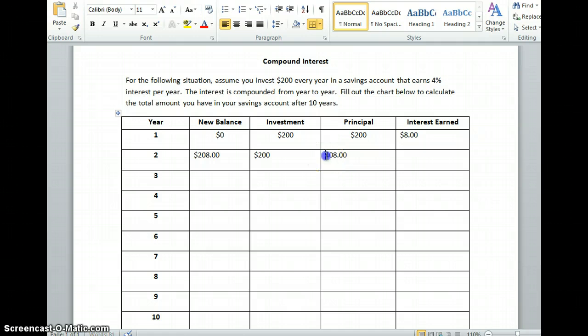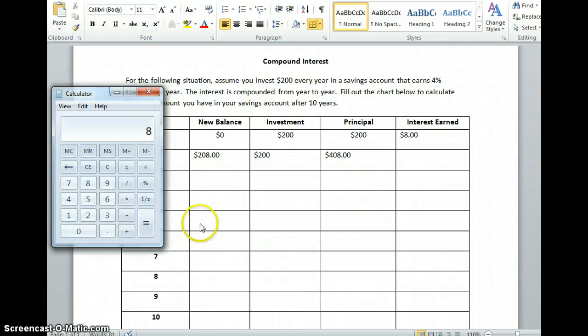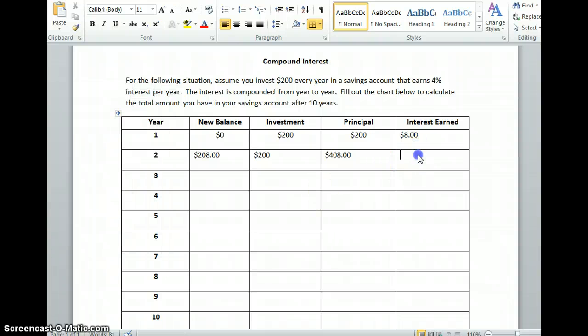Dollar sign. Now I need to figure out what I earned for my interest this time. Instead of multiplying 200 times 0.04, I'll take 408 times 0.04. When I do that, I end up earning $16.32. Double check my math there. Looks good. Get my dollar sign.